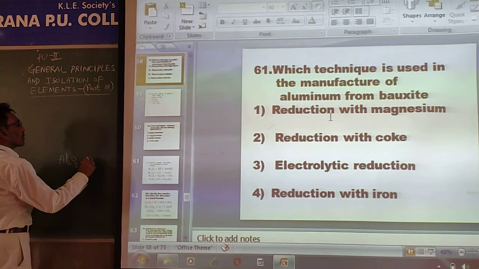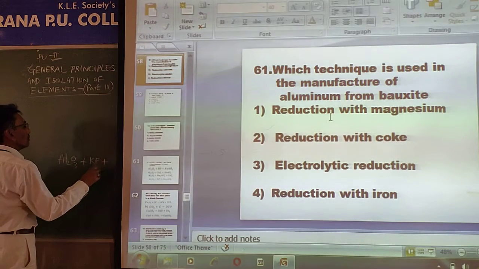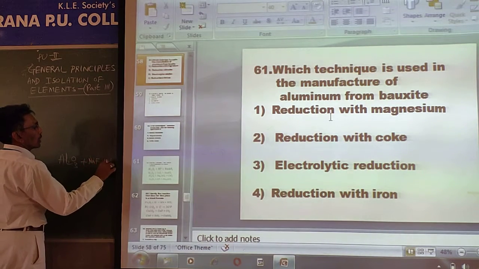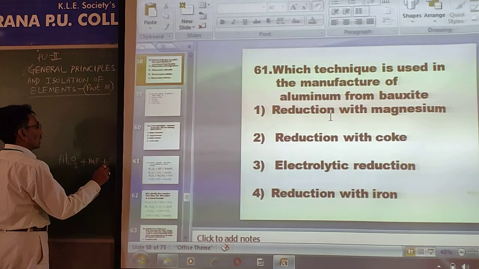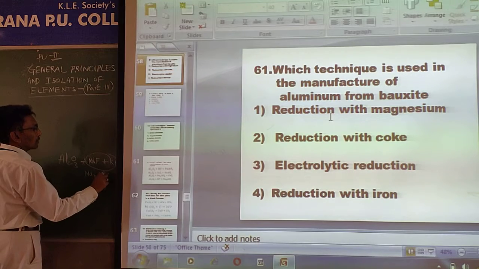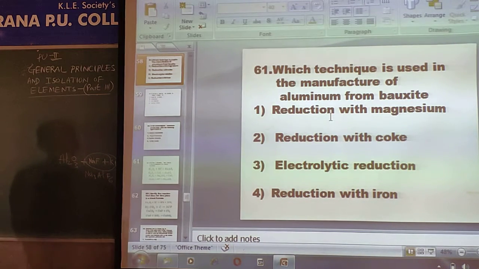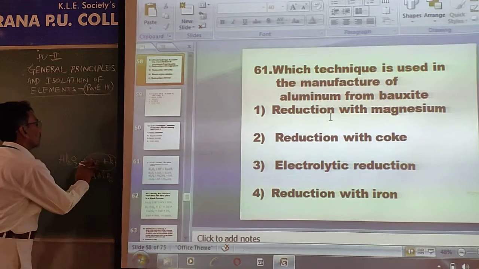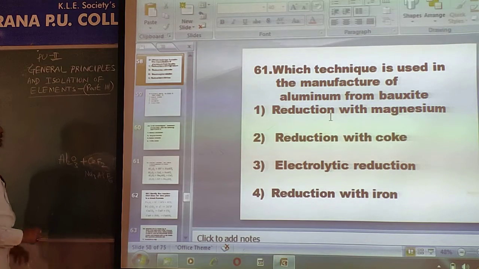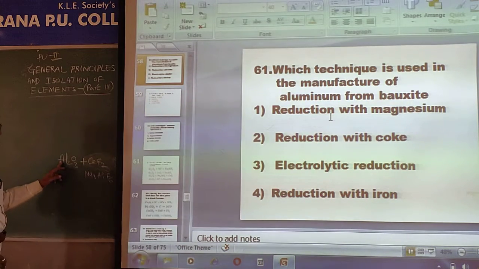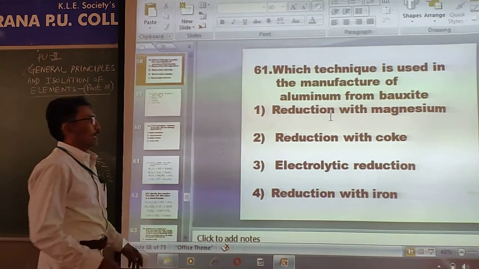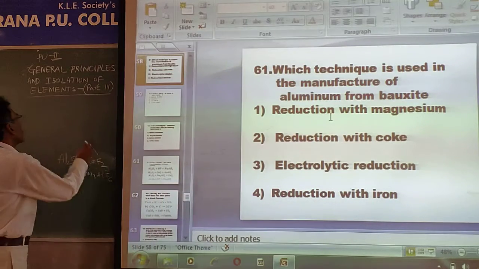Al2O3 with sodium fluoride and potassium fluoride, Na3AlF6, nothing but cryolite, is added, along with calcium fluoride. These are added to make non-conducting fused Al2O3 into a conducting material, and then electrolysis is performed. Electrolytic reduction is observed.